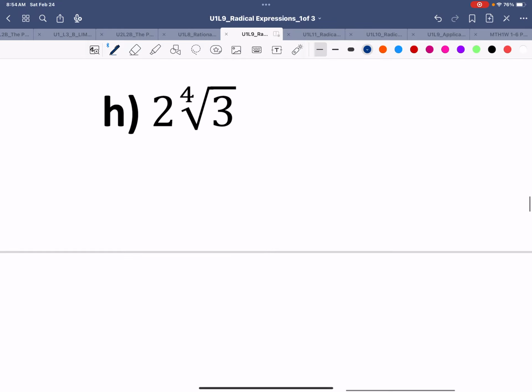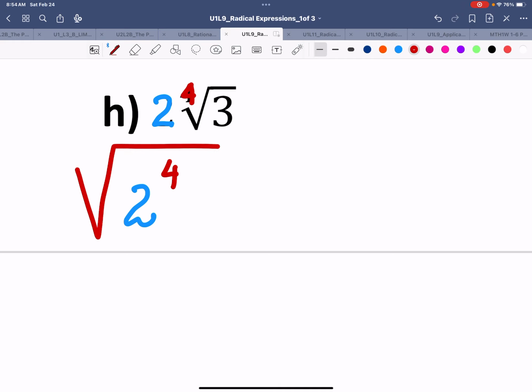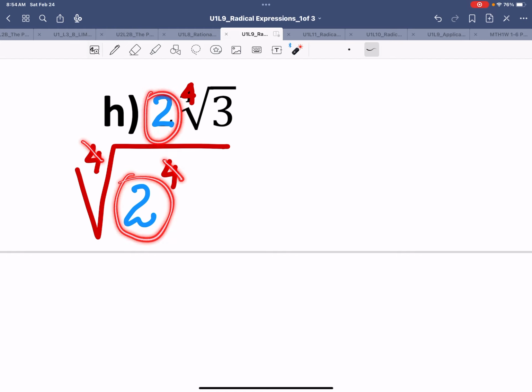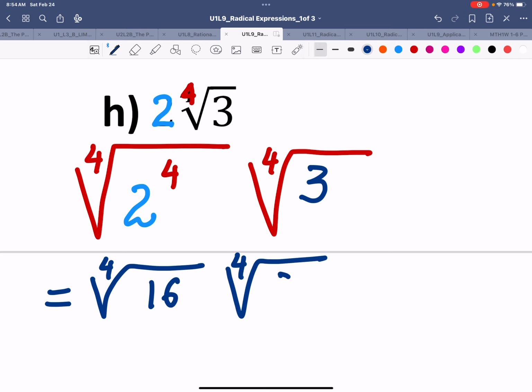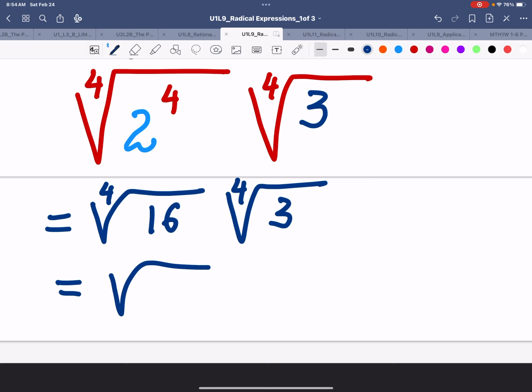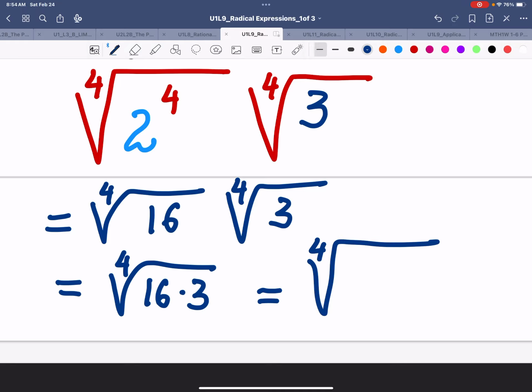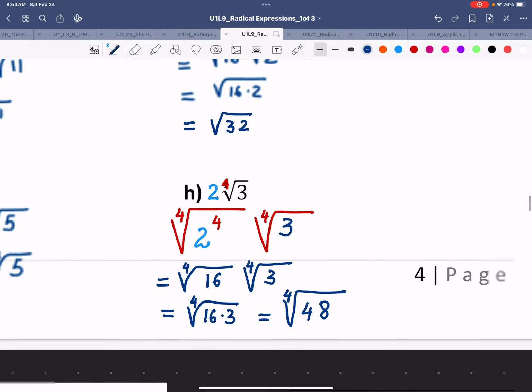Let's try one more. We have index 4 this time. In front of the radical, we have the number 2. That means we have to bring the number 2 to the power of 4 and quickly fourth root it, because we need to keep the same value for this number. Now we still have the fourth root of the number 3. So simplify a little more. We have the fourth root of 16 multiplied by the fourth root of the number 3. That would be the fourth root of 16 times 3, which is the fourth root of 48. And that would be the entire radical.